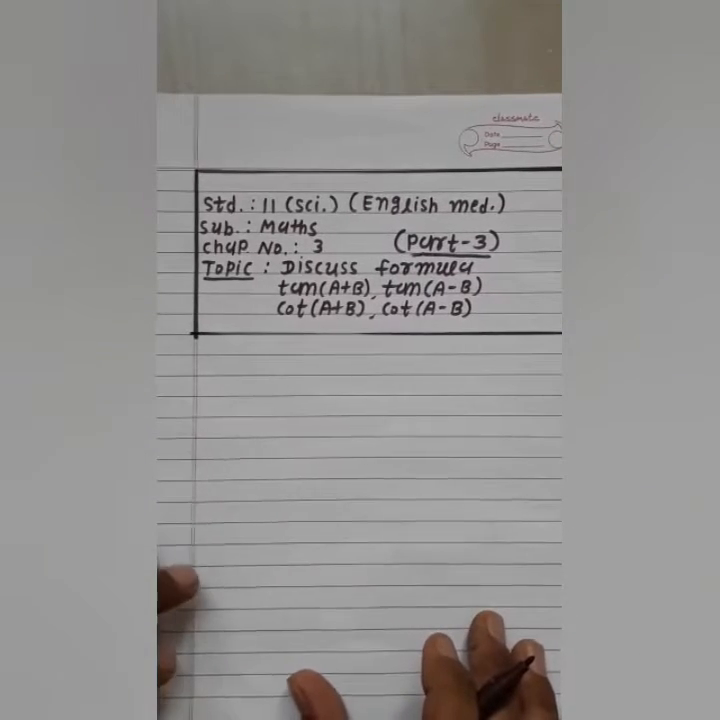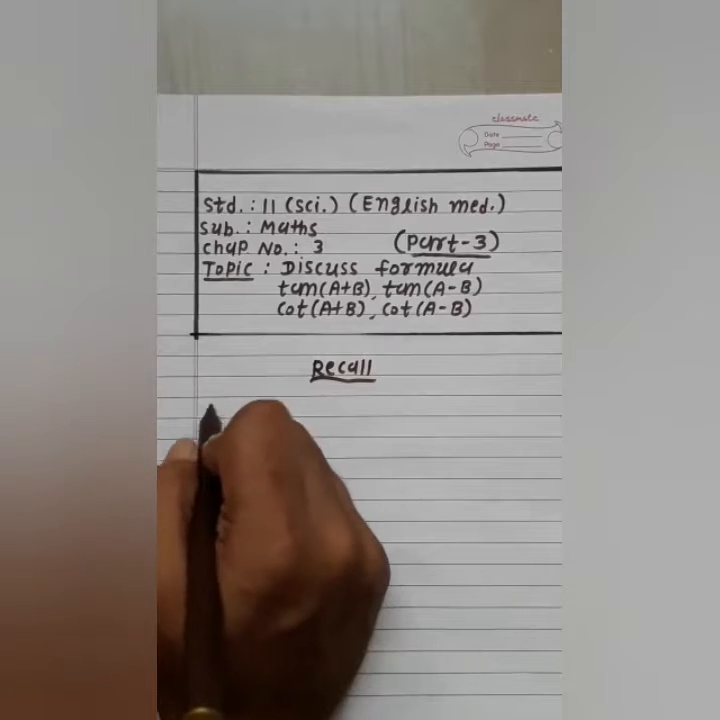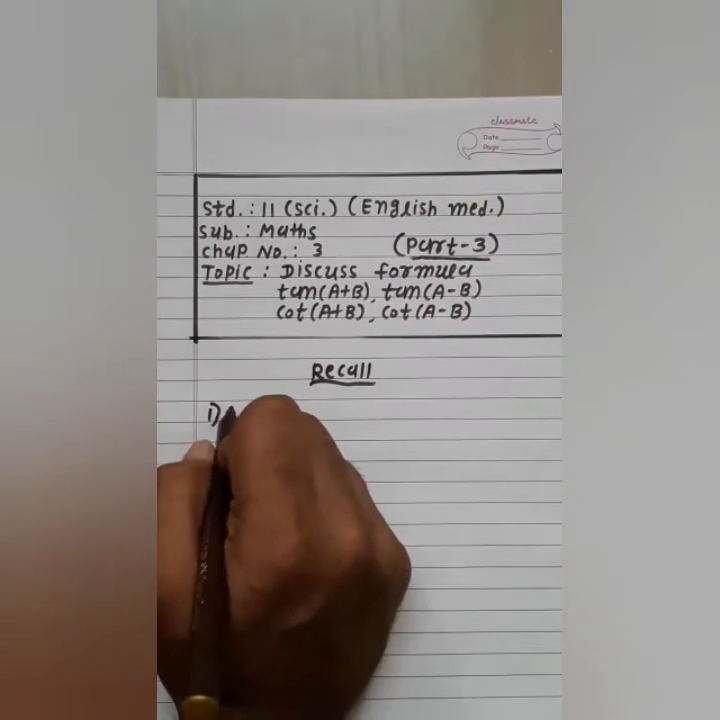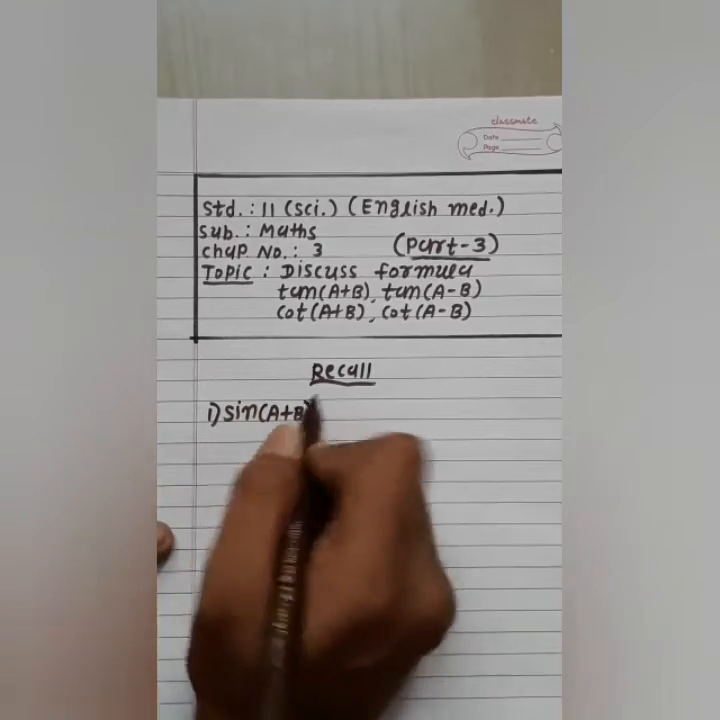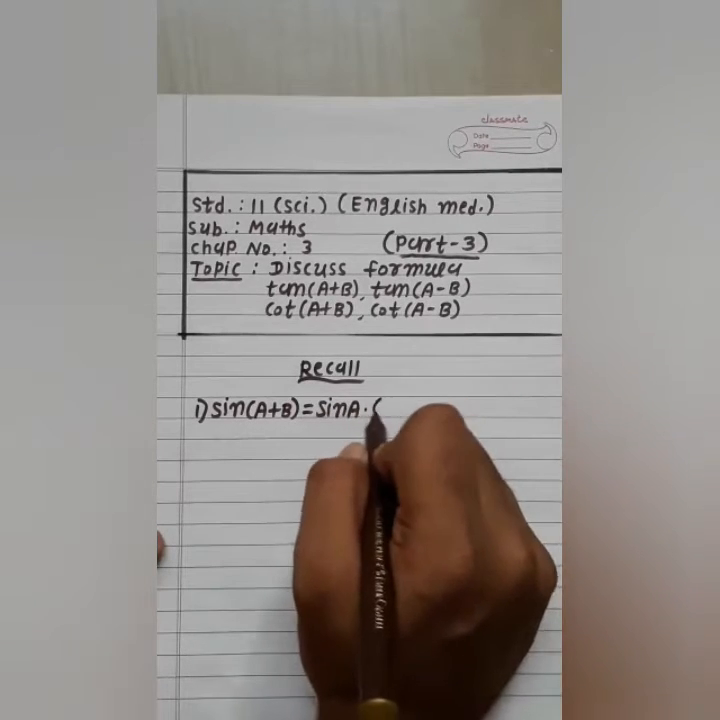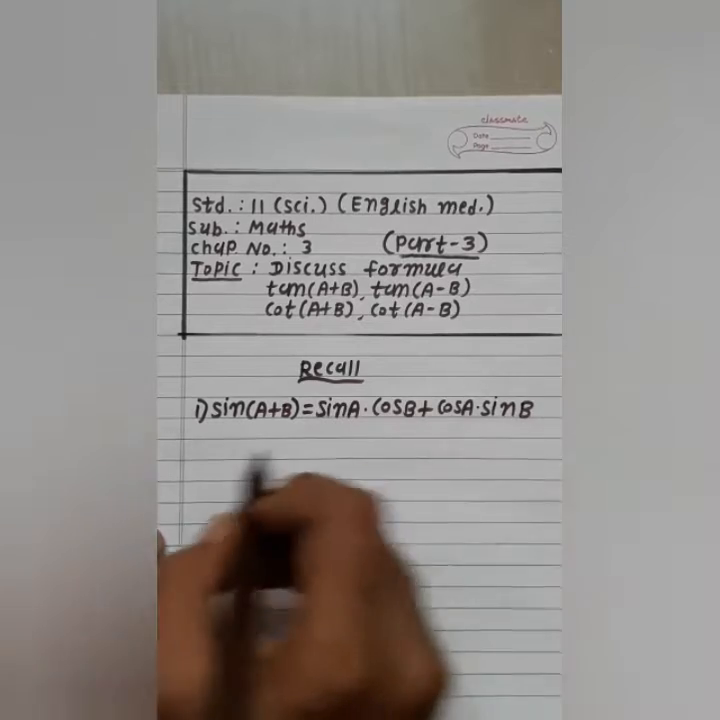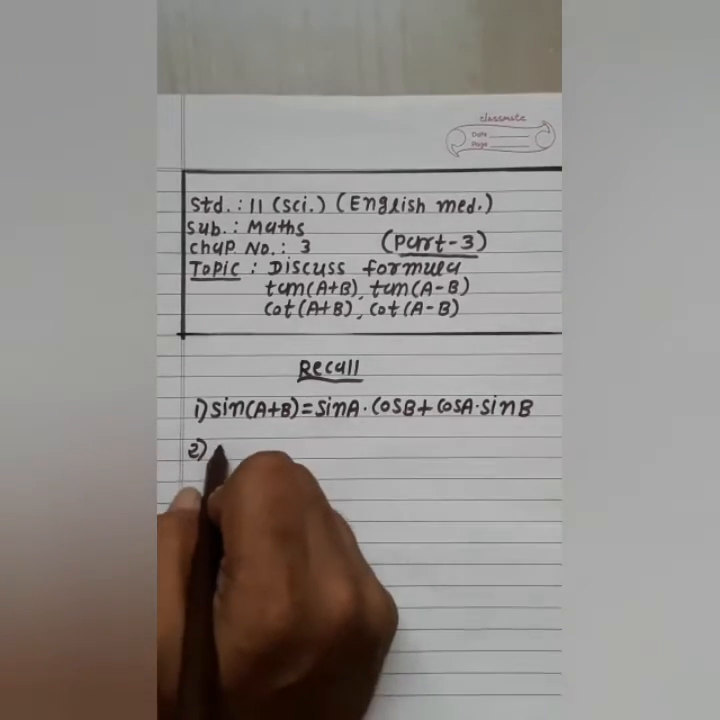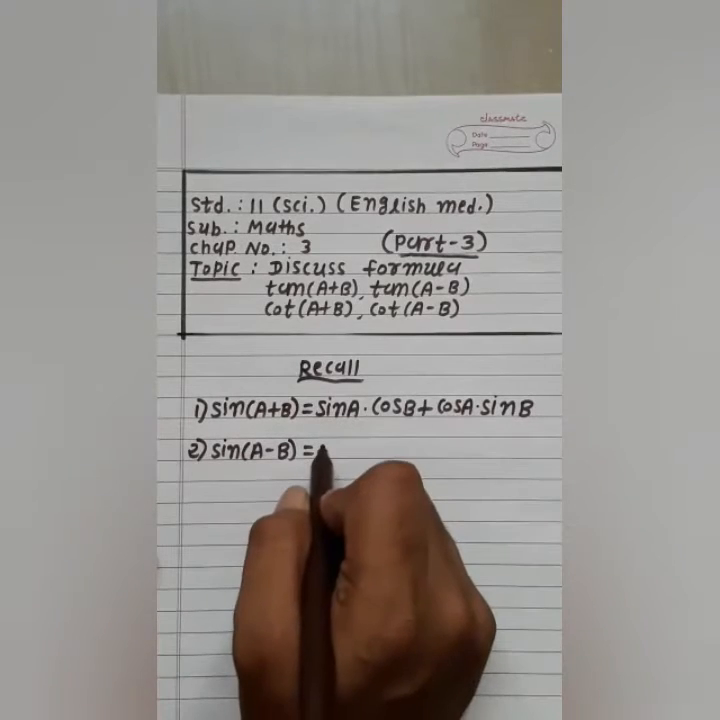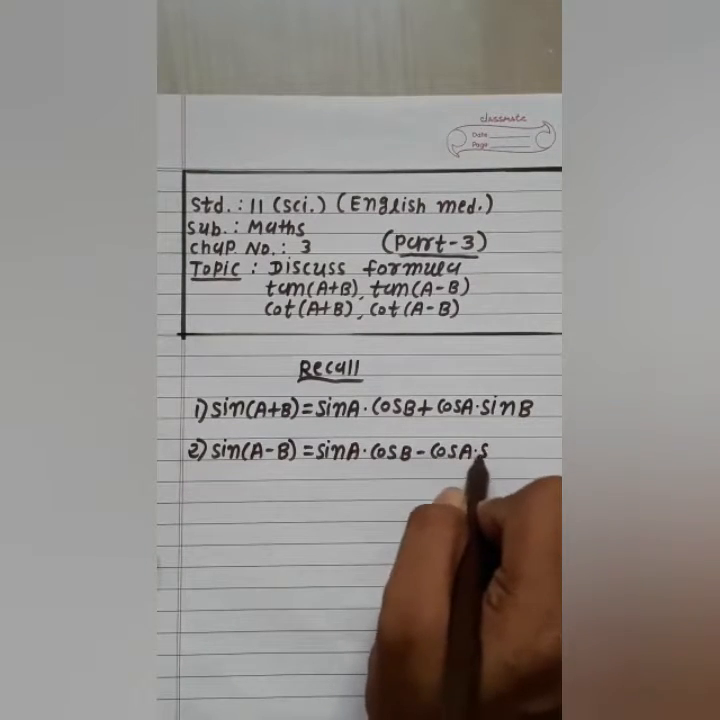Good morning. First of all, recall the formulas of sin(A+B), sin(A-B), cos(A+B), cos(A-B). The first formula: sin(A+B) is equal to sin A cos B plus cos A sin B. Second, sin(A-B) is the same formula with a minus sign in between: sin A cos B minus cos A sin B.